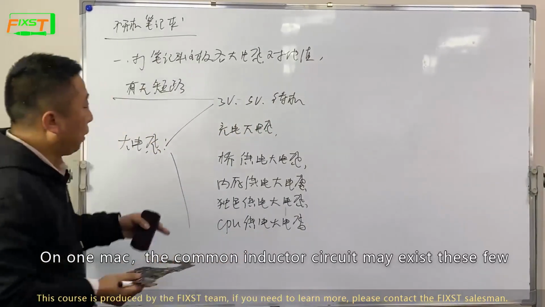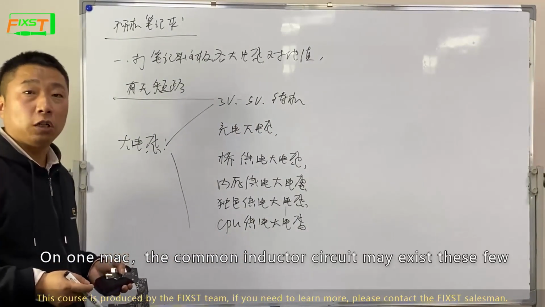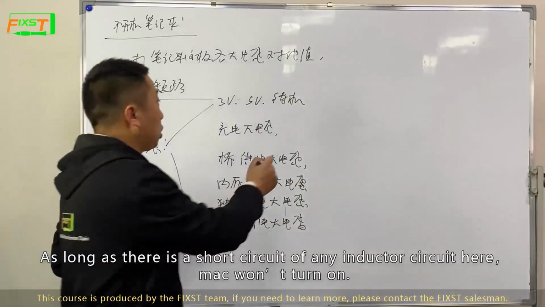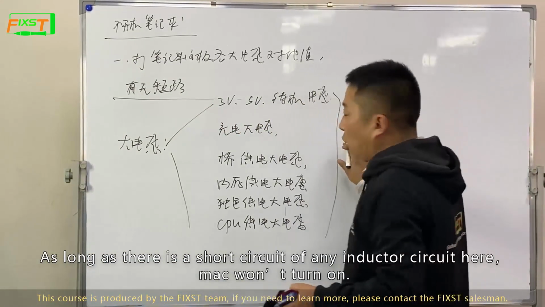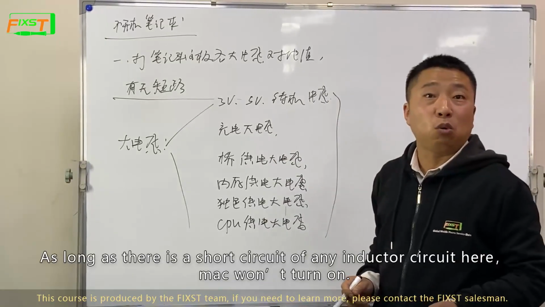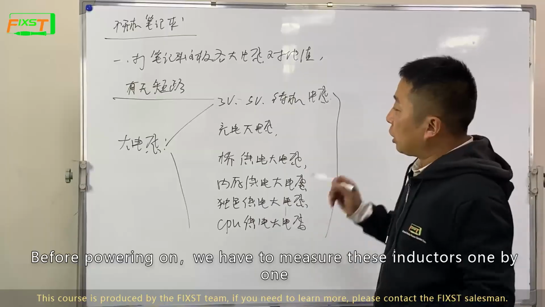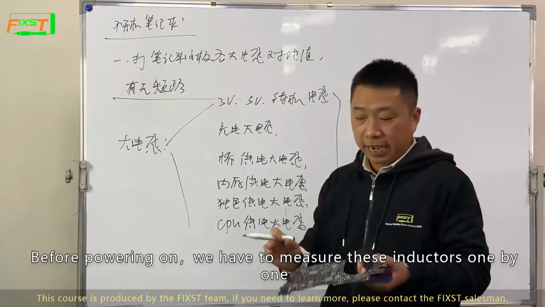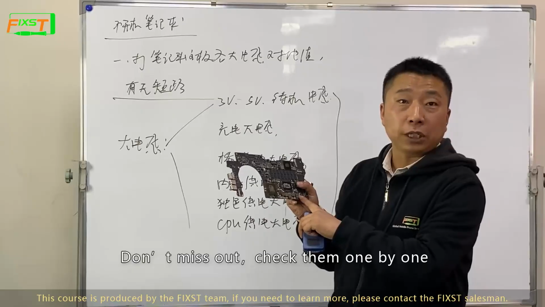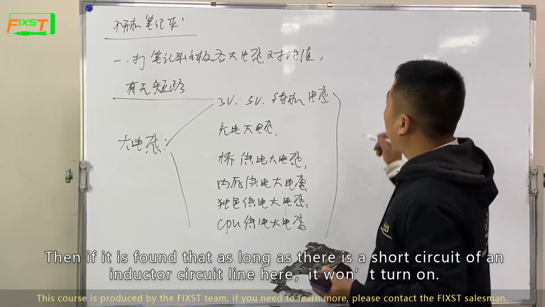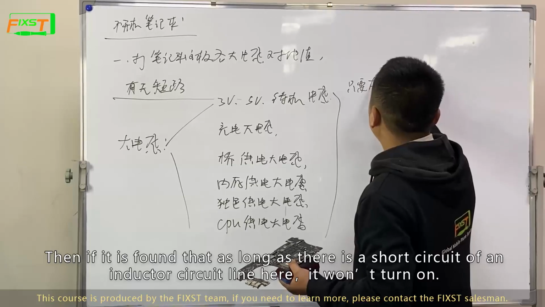On one Mac, the common inductor circuits may be in this area. As long as there is a short circuit in any inductor circuit here, the Mac won't turn on. Before powering on, we have to measure these inductors one by one. Don't miss any, check them one by one. If there is a short circuit in an inductor circuit line here, it won't turn on.